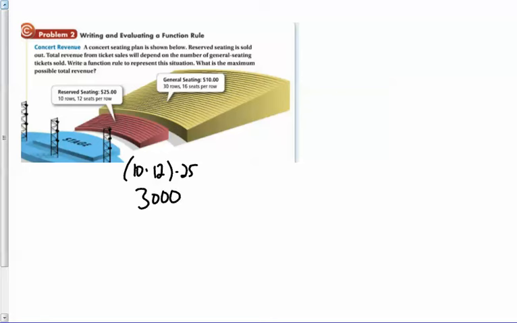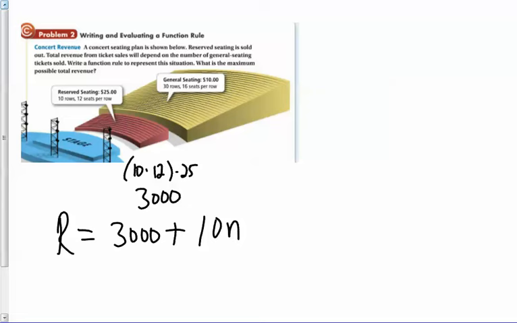So I already know that my revenue R is going to be $3,000 plus what? Well, I do know that my general seating is 10 bucks a ticket. Boom, that's it: 10 times N. However many general seating tickets I sell, multiply it by 10 and add it to 3,000. There's my revenue.